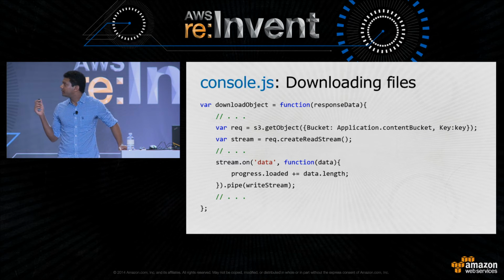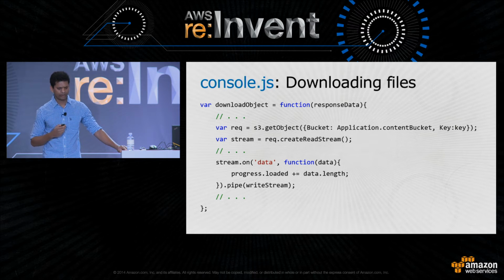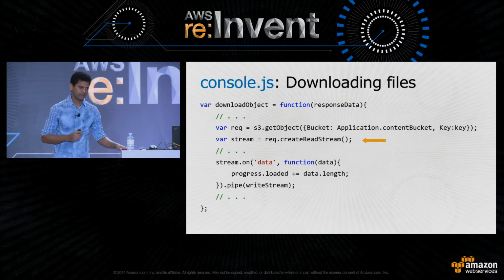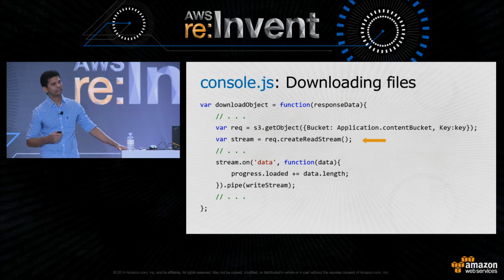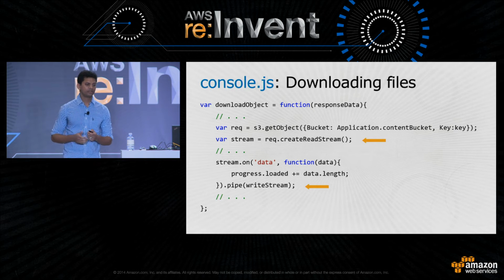We are also able to download files when the job complete event is fired, and we're doing this using the get object operation on an S3 service object. Point to note, however, is that we're using streams to download files and not buffering into memory. The create read stream method on a request object returns a node stream that you can then pipe into another writable stream, and that's exactly what we're doing here.